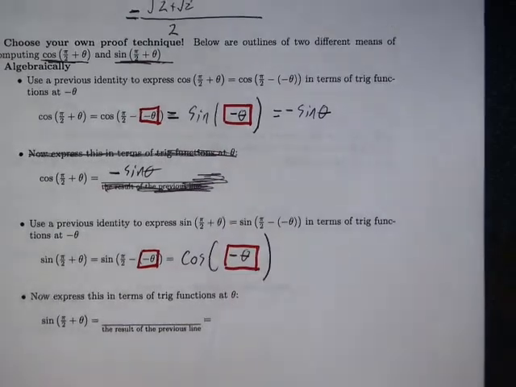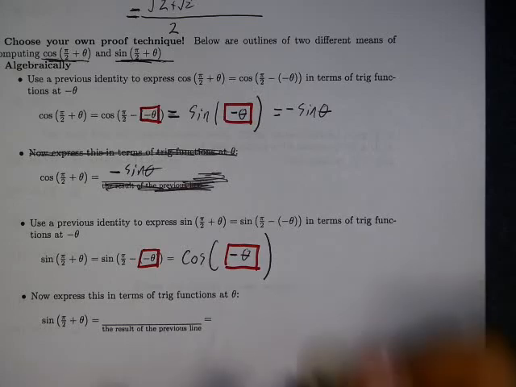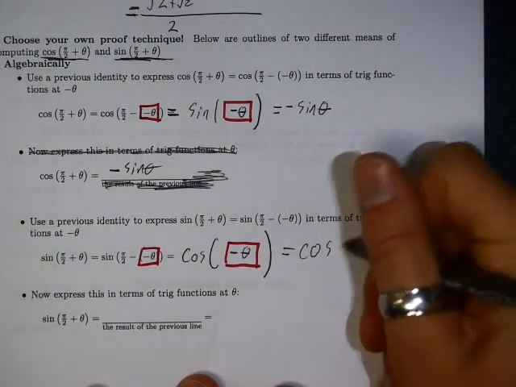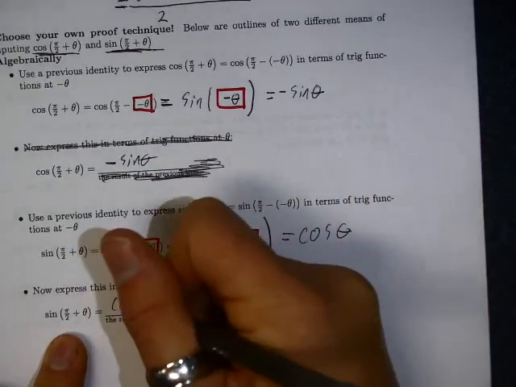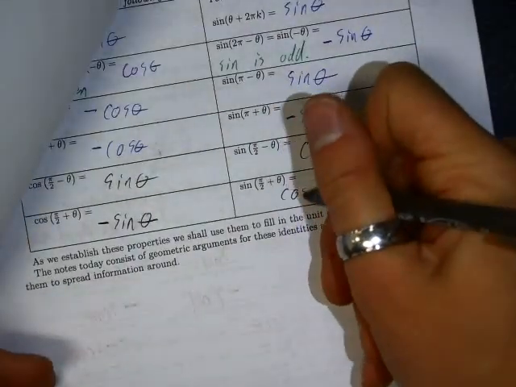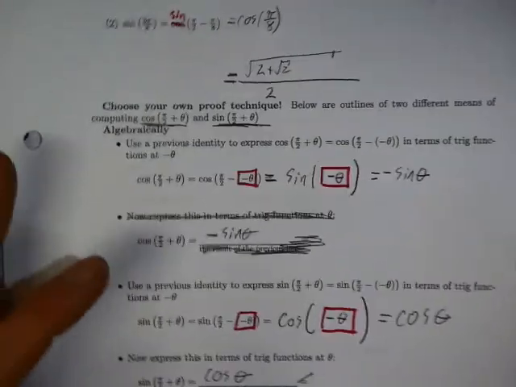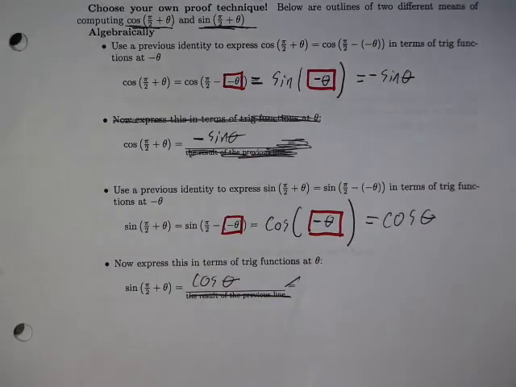Negative theta. Nice. So now I'll go back to my table of formulas. Do I see something up here that tells me what the cosine of negative theta is? See, this. Cosine of negative theta is the cosine of theta. So that means the sine of pi over 2 plus theta is the same thing as the cosine of theta. So there's the algebraic way to figure out new trig identities from old trig identities.